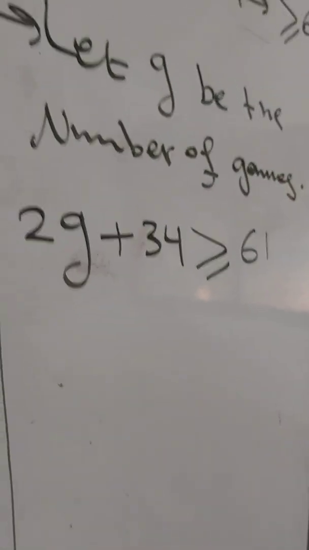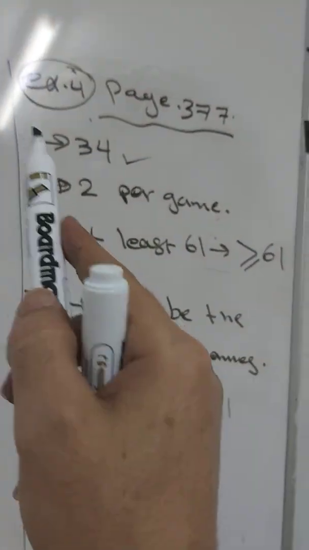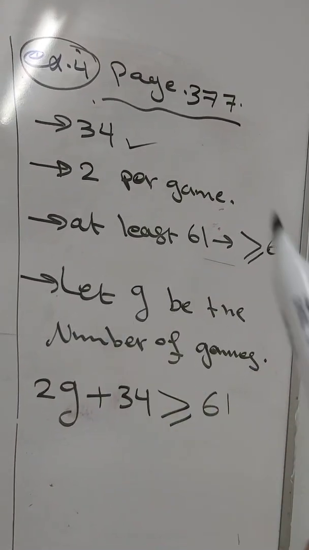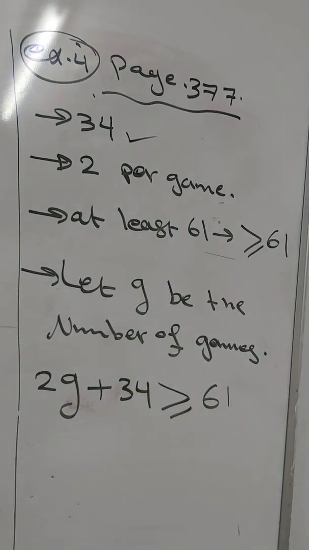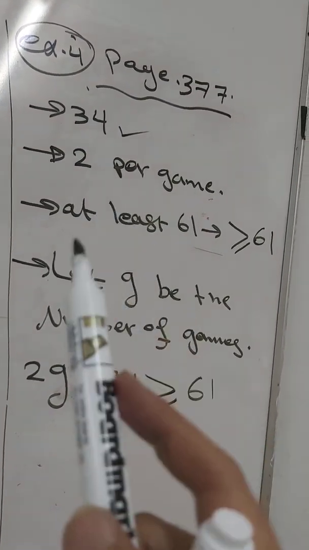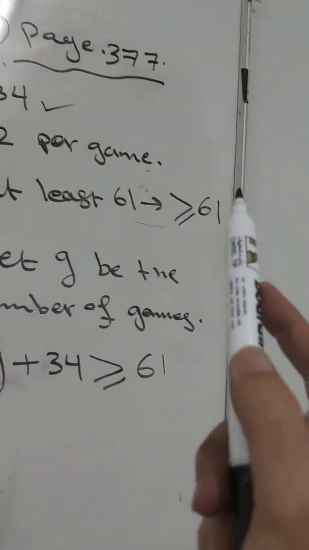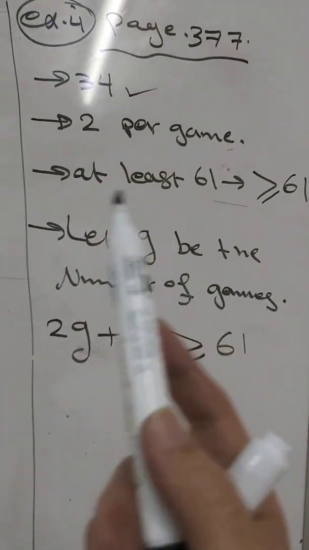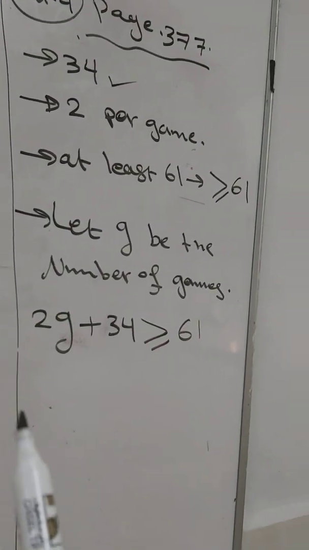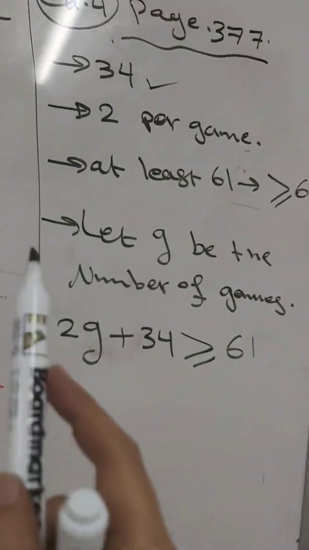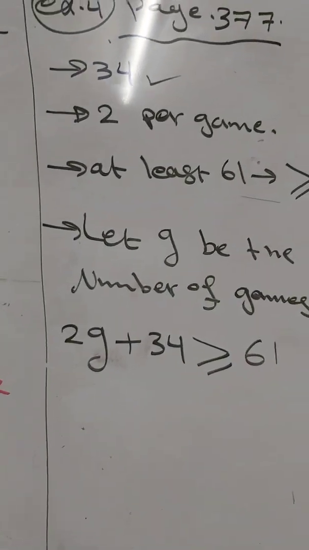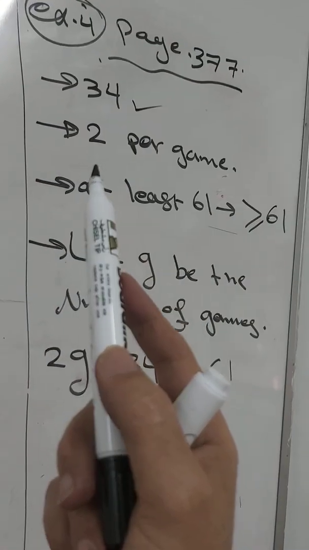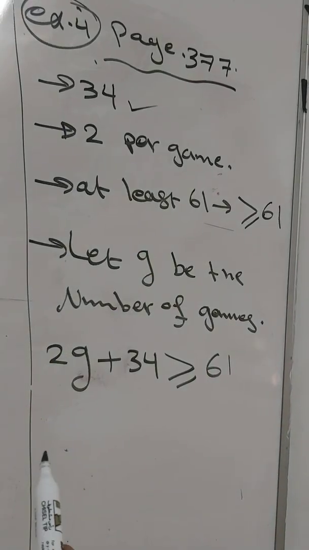Here, I make a summary of the question. He already did 34 strikes. He expects to do 2 strikes per 1 game. And he wants to score at least 61. At least means more than or equal to 61. The question wants us to know the number of the remaining games he will play to reach his goal. So let G be the number of games. He already did 34. In each game he will score 2. But in G games, that means 2G.